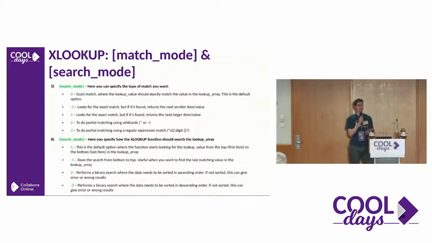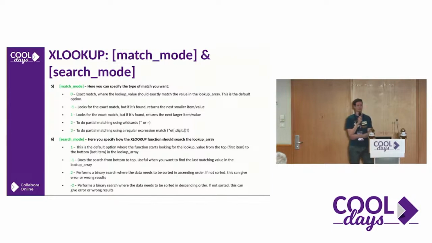So the match mode parameter is optional, but if we are using it, we have five options. An exact match mode, which is the default. Then we have the next smallest mode, which returns the next smallest item if we have no exact match. Then we have the next larger mode, which returns the next larger item if we have no exact match. Then we have two partial matching modes: the wildcard match, and the other one is the regular expression match.